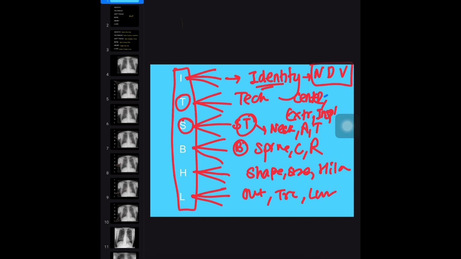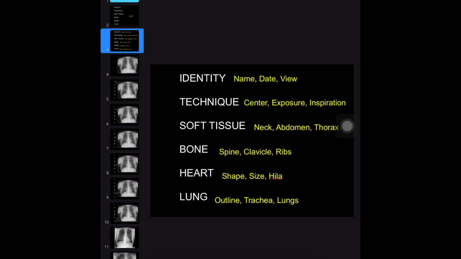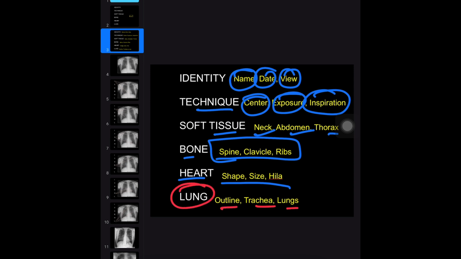So let's recap. Identity, technique, soft tissue, bone, heart, and the lungs, and for each we have to learn three things. For the identity: name, date, and the view. For the technique: center, exposure, and the inspiration. For the soft tissue: neck, abdomen, thorax. Bone: spine, clavicle, and the ribs. For the heart: shape, size, and the hila. And the lungs: outline, trachea, and the lungs can be seen.